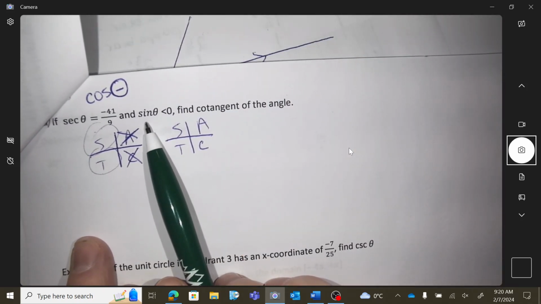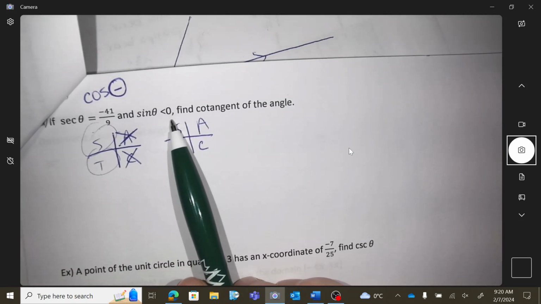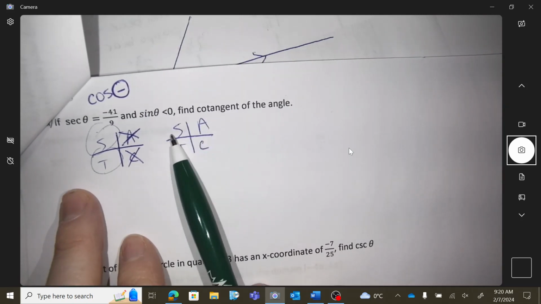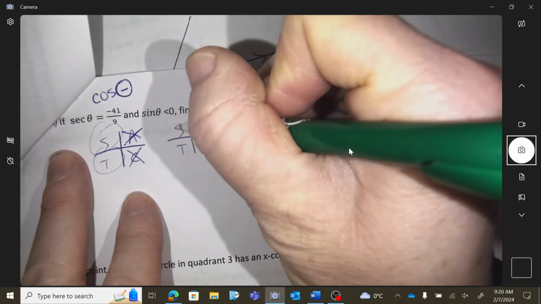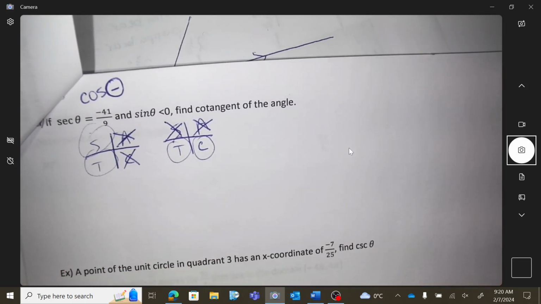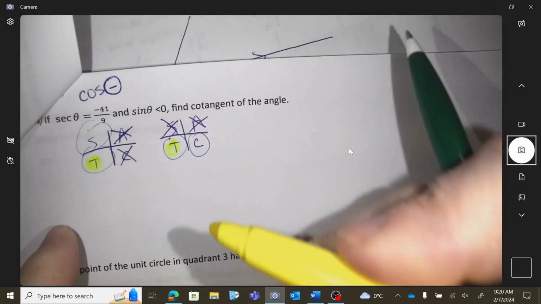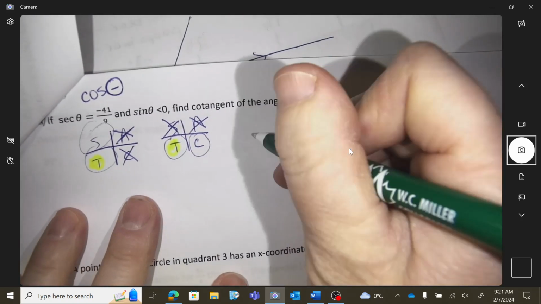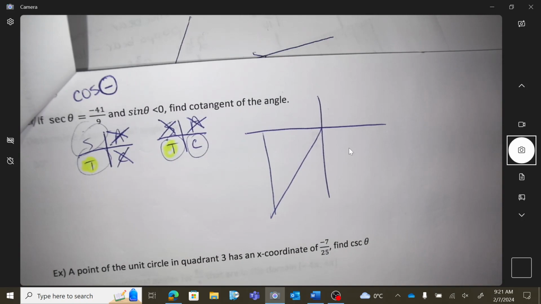Now, it also tells me sine is less than 0, aka negative. Less than 0 is negative, so where is sine potentially negative? All are positive, sine is positive, so it could potentially be in the bottoms. So which quadrant is it for sure in now? Which one is going to work for both of them? That one, quadrant 3. So now I know it's quadrant 3.